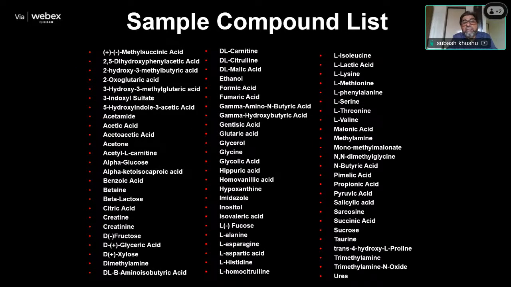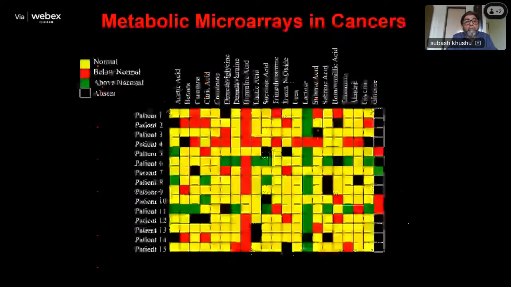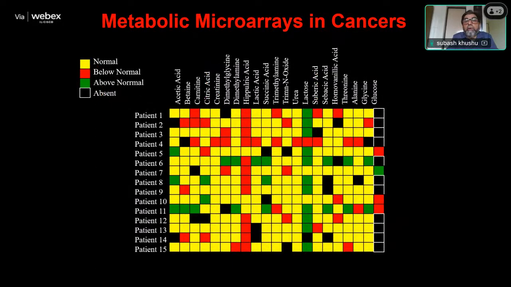So these are a large list of components, chemicals which can be seen using NMR metabolomics, and you can also create a metabolic microarray. This is in cancers. You can have patients versus the metabolites, and you can look at this array and see which metabolites are increasing, normal, below normal, above normal, or absent in the different patients. So you can actually generate a metabolome microarray like this, and look at a group of patients, a cluster of patients, in one single go.